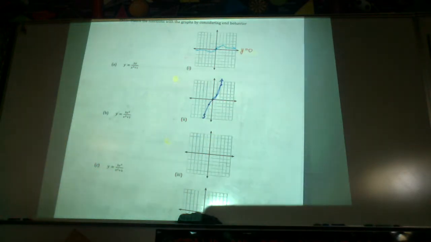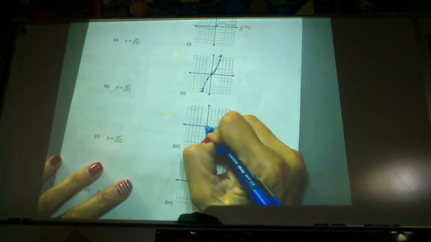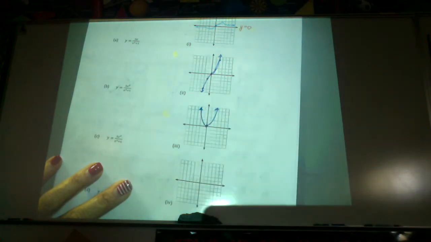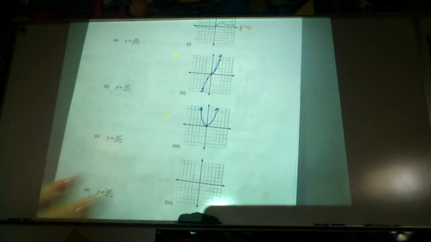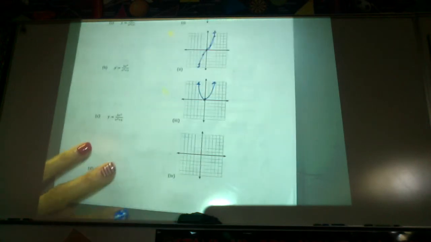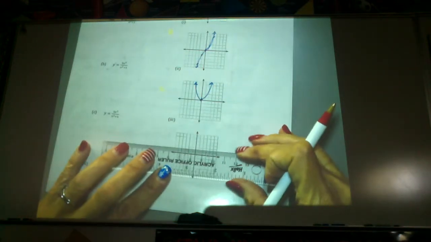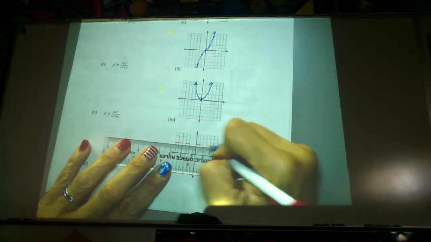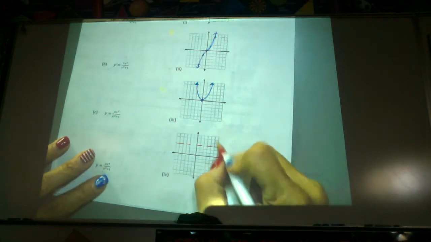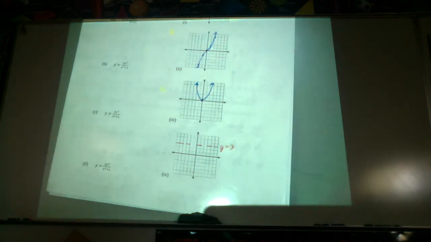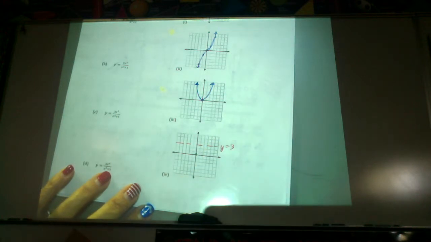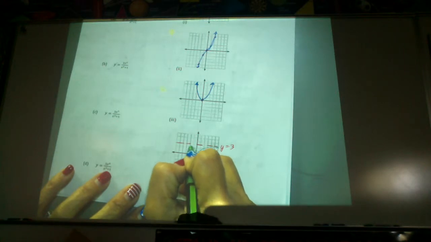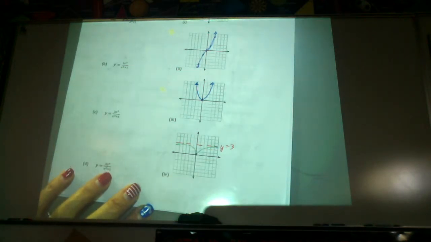And then the third graph has a vertex at 0, 0, and it's a parabola opening up. And the fourth graph has a horizontal asymptote at y equals 3. Math Excel is not going to show you the horizontal asymptotes. You have to make the assumption that they're there by looking at the graph. There is an ordered pair at 0, 0. On the right side the graph increases and approaches that asymptote. On the left side the graph goes in the opposite direction. It's like a bird in flight.